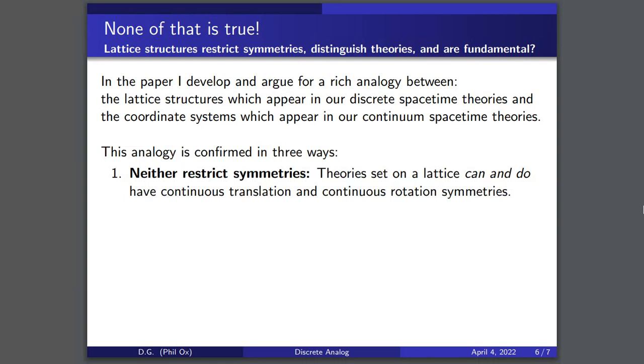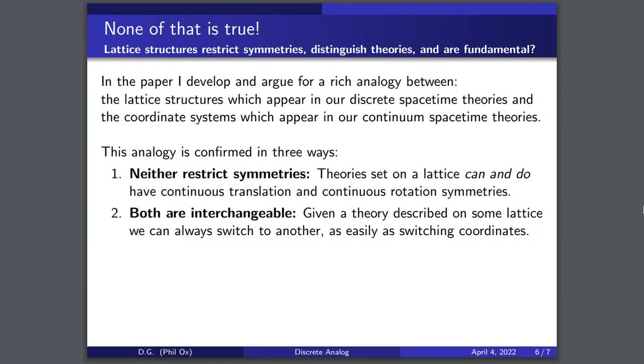First, neither restrict symmetries. As I show, theories set on a lattice, in fact, can and do have continuous translation and continuous rotation symmetries. So lattice structures don't restrict symmetries in the same way that coordinate systems don't restrict our symmetries. You can have a rotation invariant physical system set in Cartesian coordinates. You don't have to match up the coordinate system with the symmetries of the theory. That might be nice to do sometimes, but you certainly don't have to.